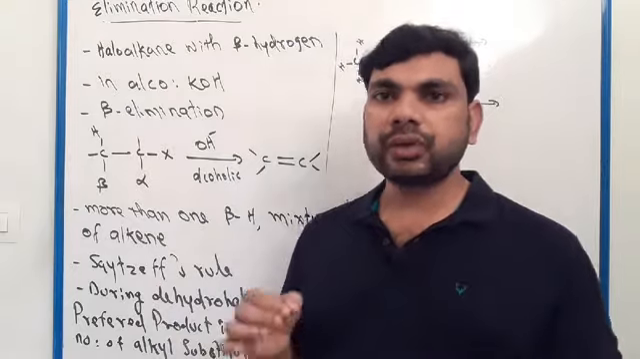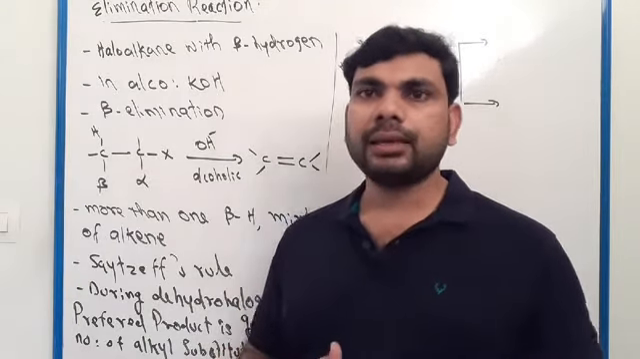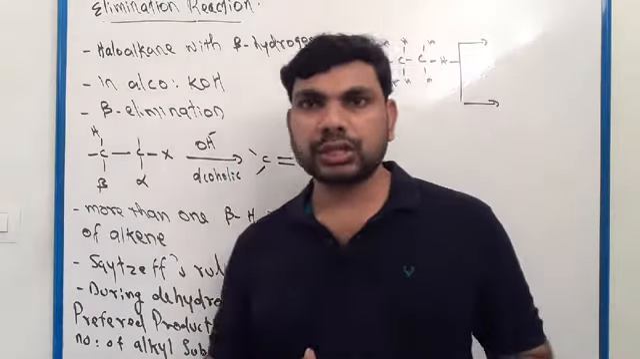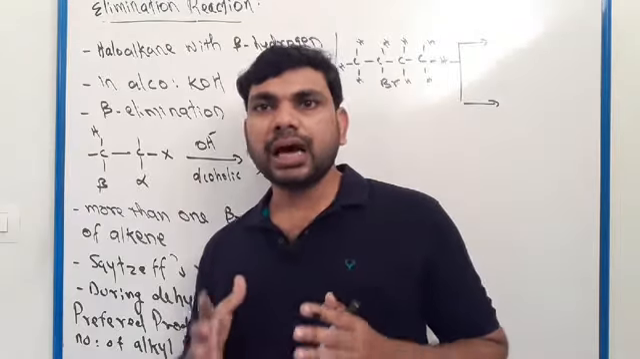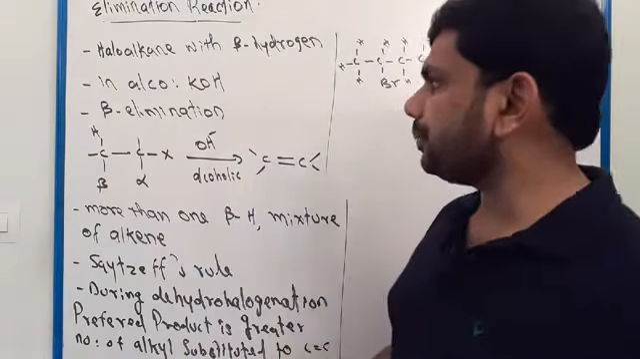Alcoholic KOH reacted with alkyl halide forms an alkene. This type of chemical reaction is called elimination reaction. So elimination reaction means an alkyl halide which contains beta hydrogen. What do you mean by beta hydrogen?